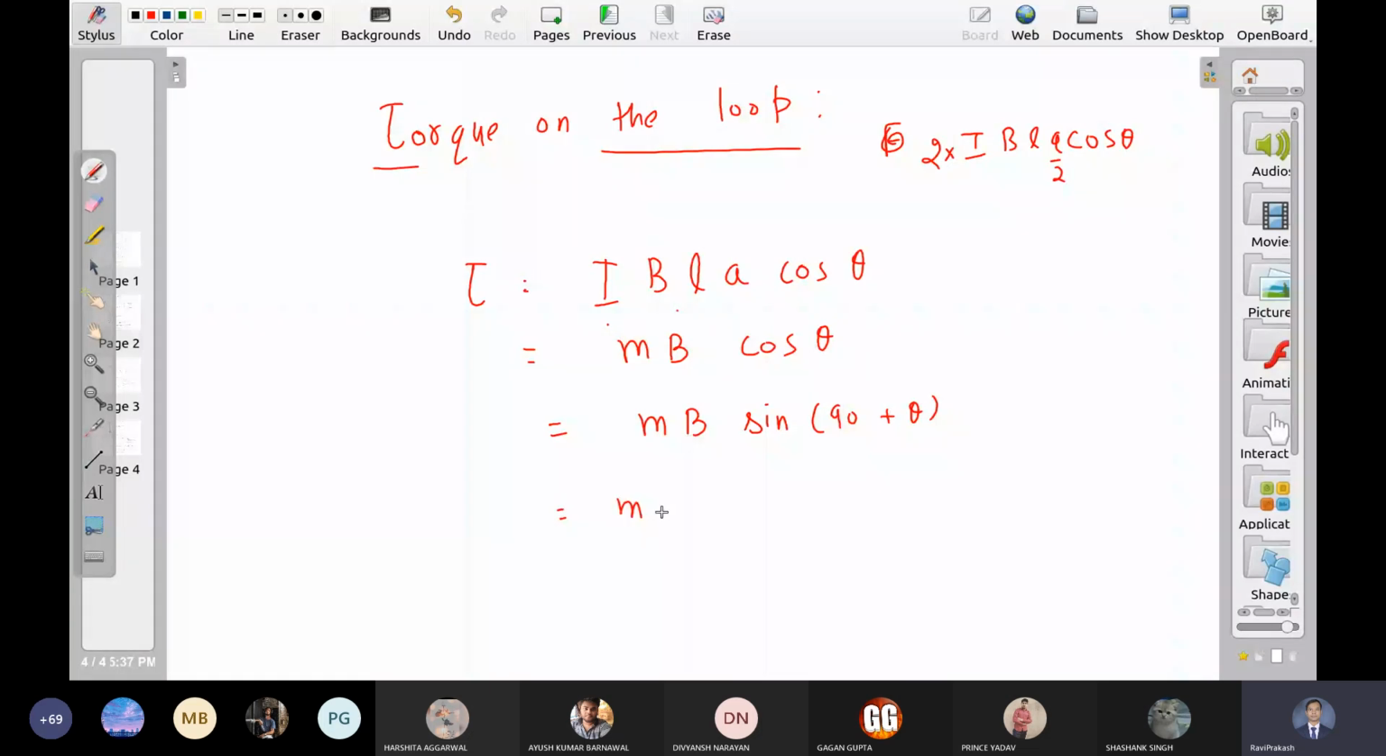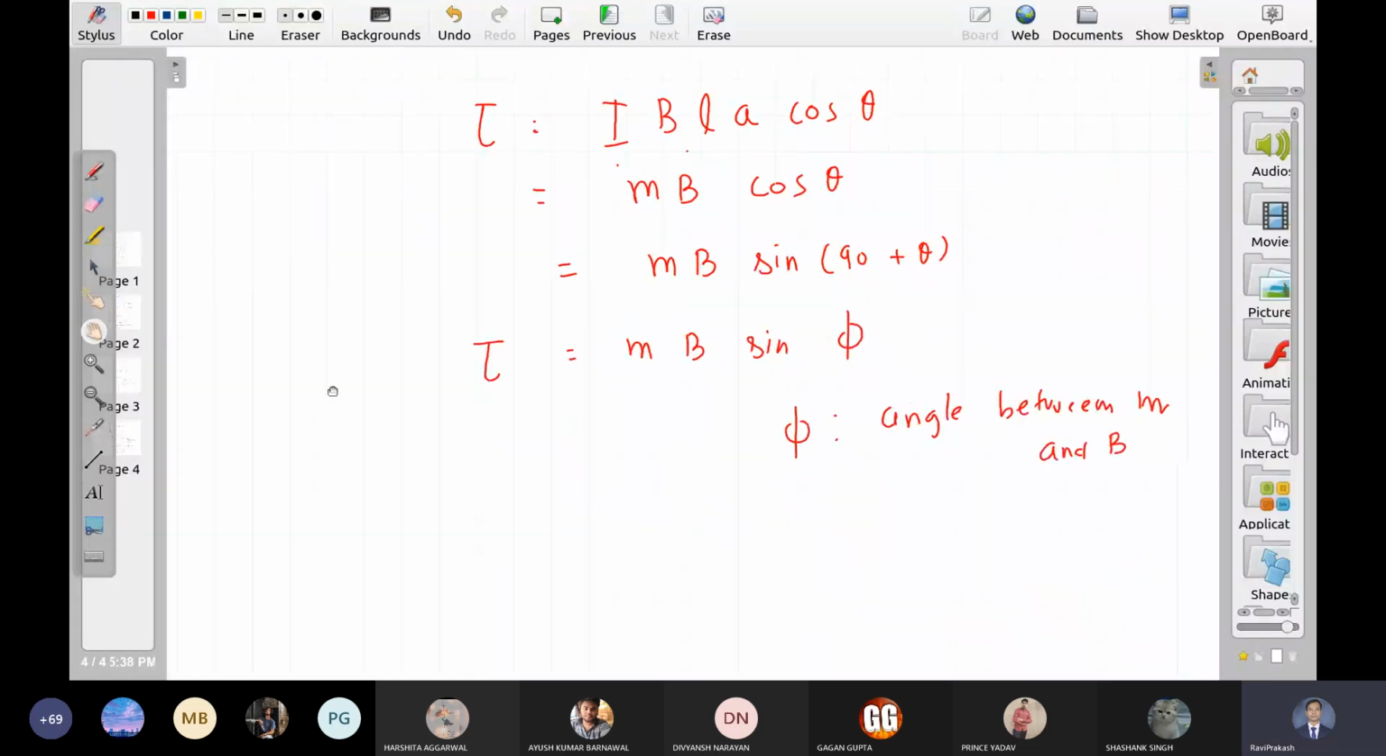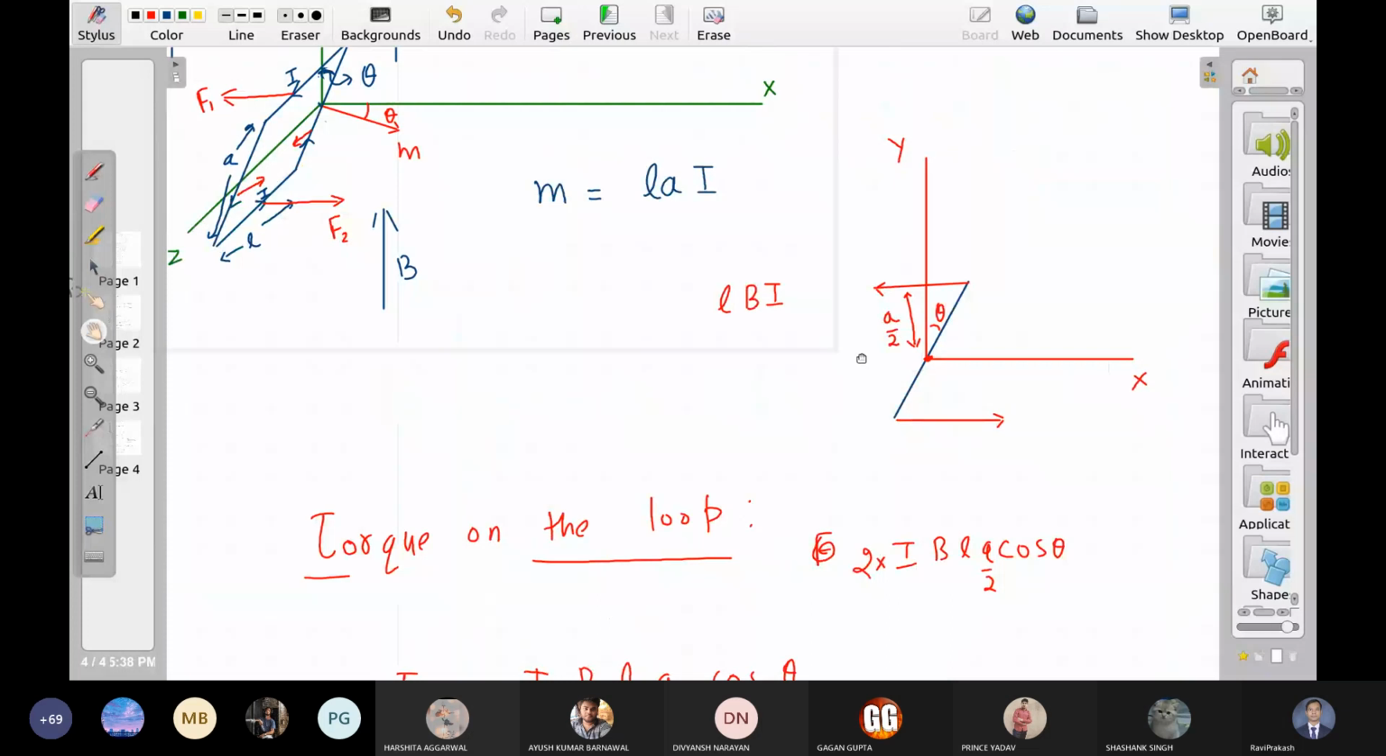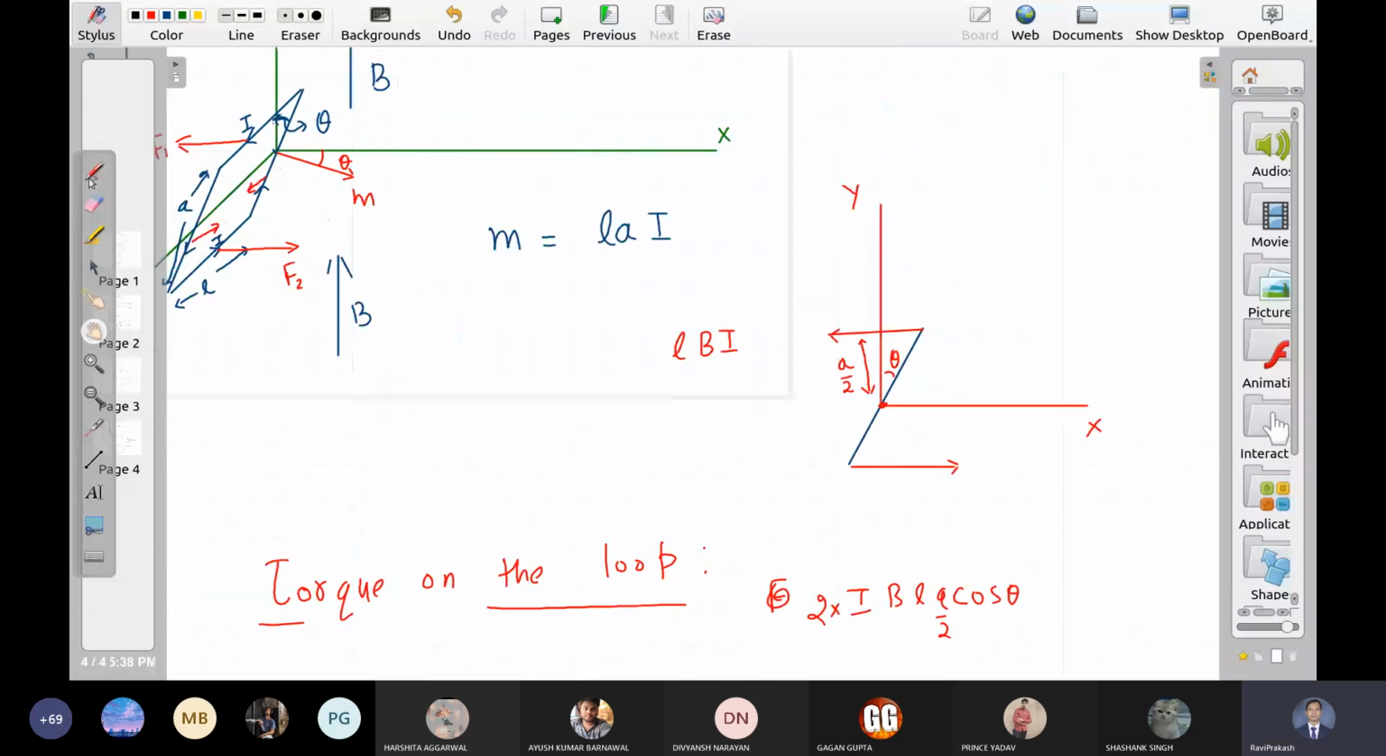Phi is the angle between M and B. Okay. This is the torque. What is the purpose of this torque? This torque is rotating this loop. In which direction is it rotating? So as I apply this torque, this loop will rotate counterclockwise. Until when will it rotate?